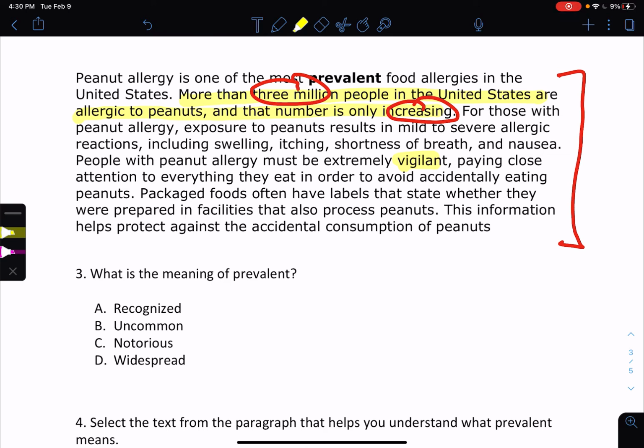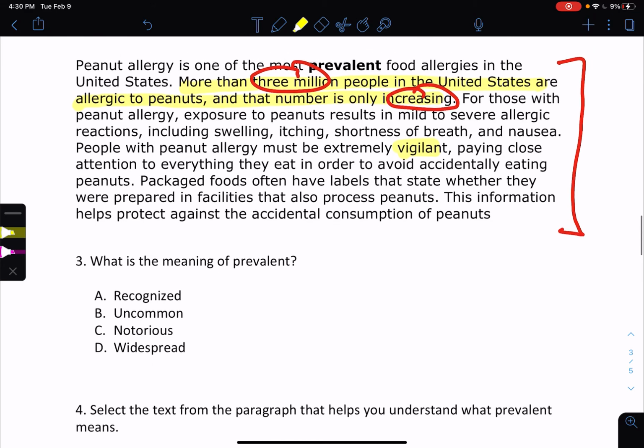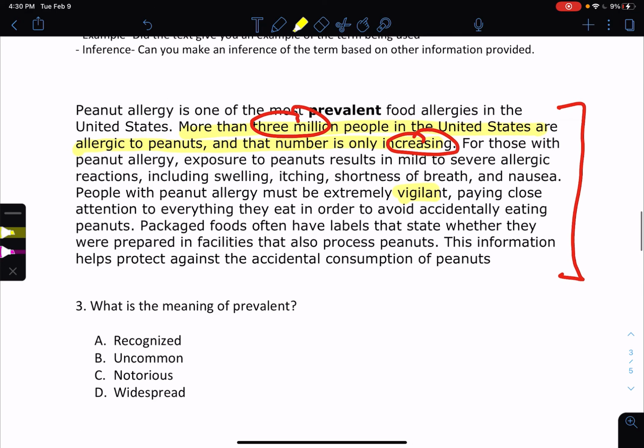Packaged foods often have labels that state whether they were prepared in facilities that also process peanuts. This information helps protect against the accidental consumption of peanuts. So I'm going to ask you, based on what you're learning now, to tell me what the word vigilant means. But right now, let's go back to prevalent.